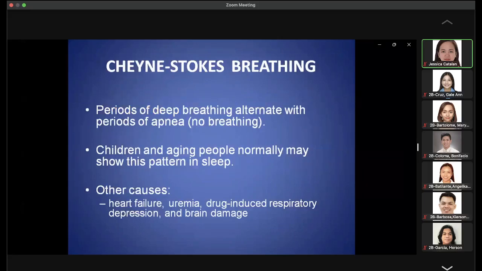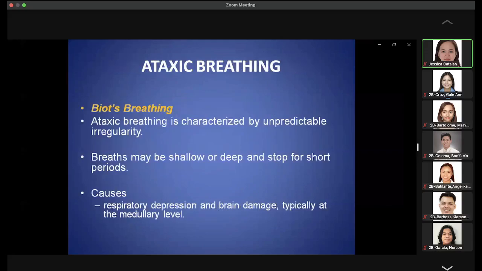Cheyne-Stokes breathing is defined as periods of deep breathing alternating with periods of apnea or no breathing. So, among children and aging people, normally this may show in their sleep, okay, this pattern in their sleep. But other pathologic causes are heart failure, uremic patients, patients with drug-induced respiratory depression, and those who have brain damage.